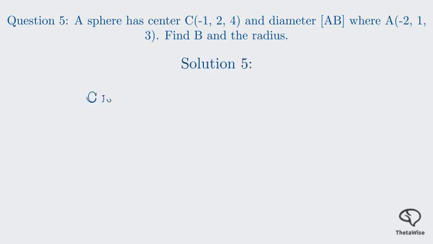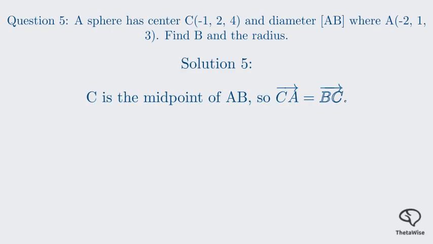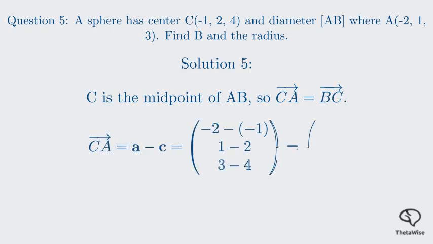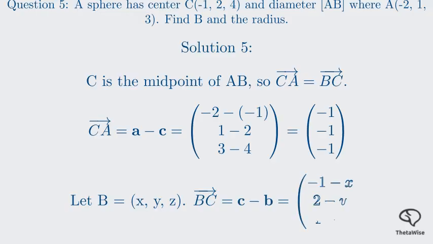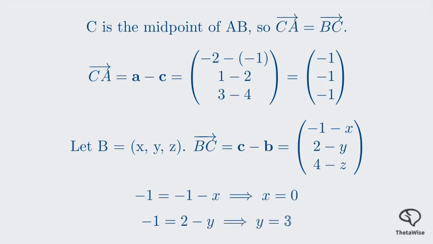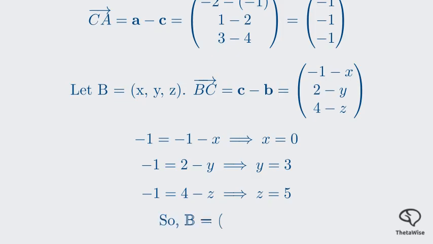Solution. The center C is the midpoint of the diameter AB. This means vector CA and vector BC are equal. Vector CA is A minus C, which is (1, -1, -1). Let B be (x, y, z). Vector BC is C minus B, which is (1-x, 2-y, 4-z). Setting CA equals BC gives a system of equations that yields x equals 0, y equals 3, z equals 5, so B is (0, 3, 5).